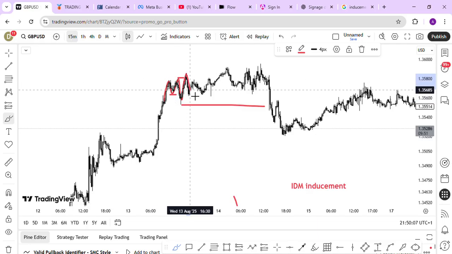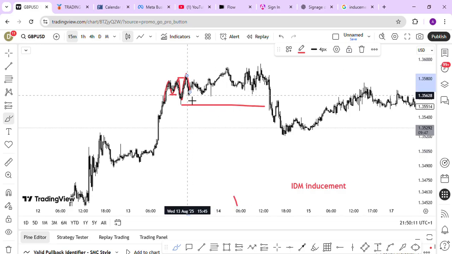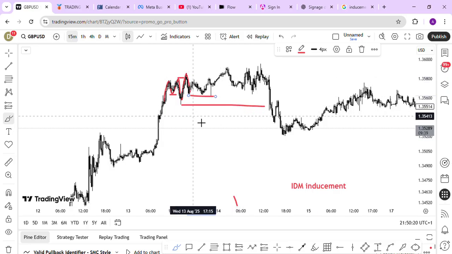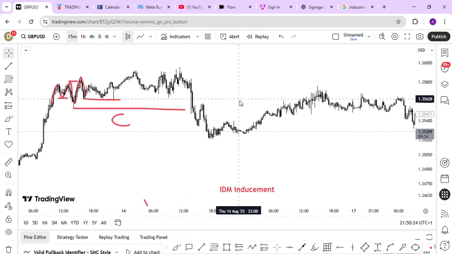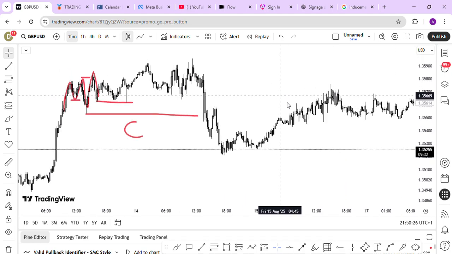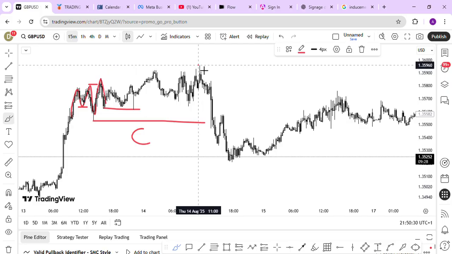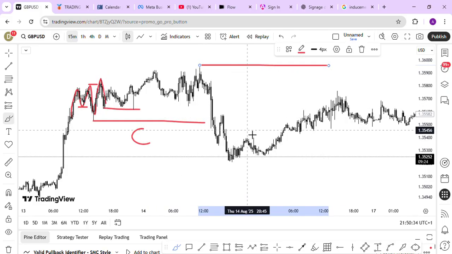Then you try to create another inducement, but no, it's not valid, so it's still part of the pullback. And as you can see, at the end of the day, we had change of character here. Immediately we had change of character, you notice that I said once we have change of character, this high must be protected, because the market has given us the sign that it wants to sell.